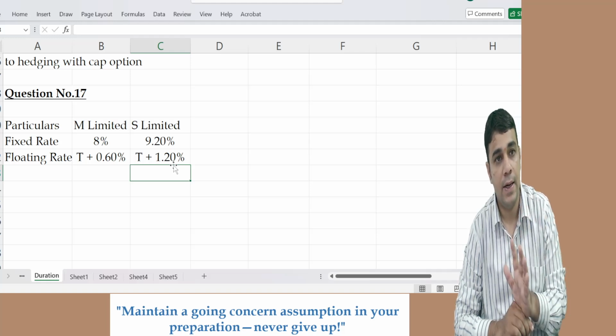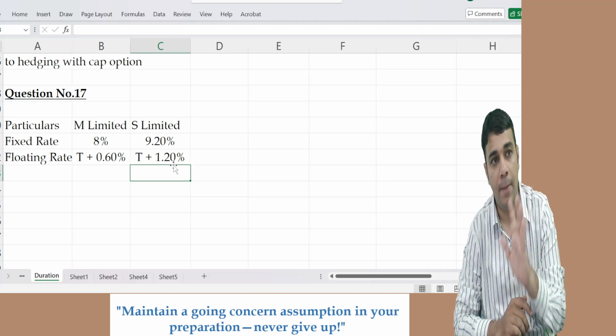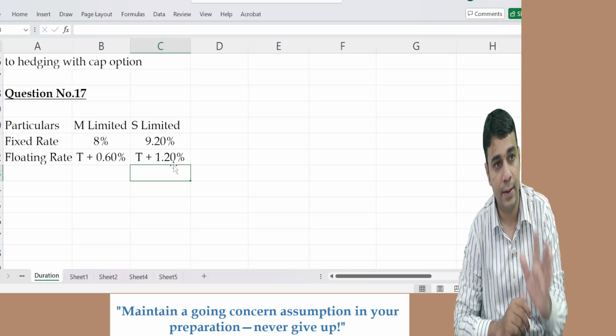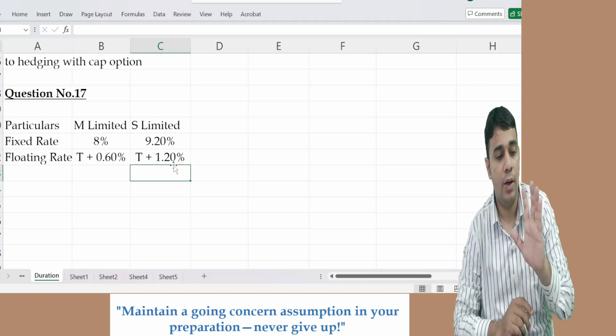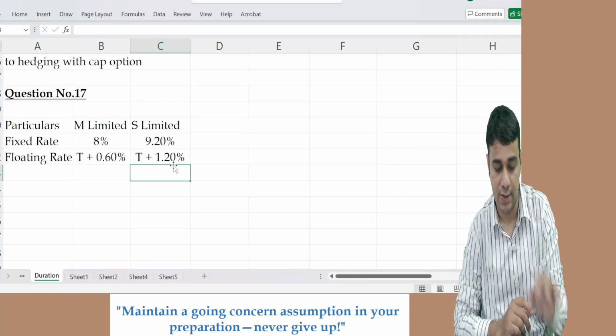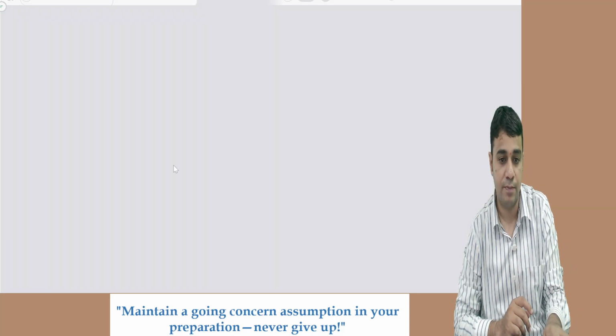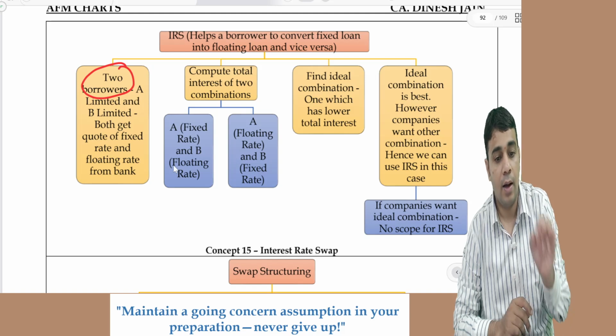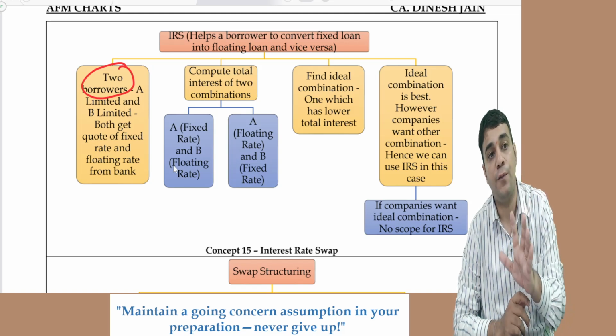These are the rates available in the market: 8 and 9.2, T plus 0.6, T plus 1.2. I went to the bank, asked them, and they gave me these rates. Now let's go back to the steps. Compute total interest of two combinations.